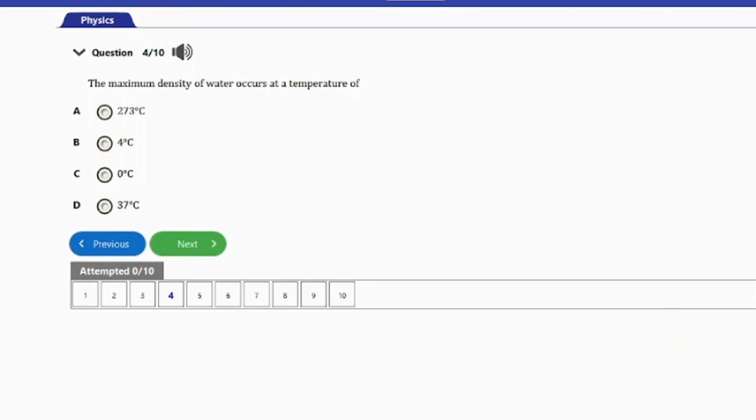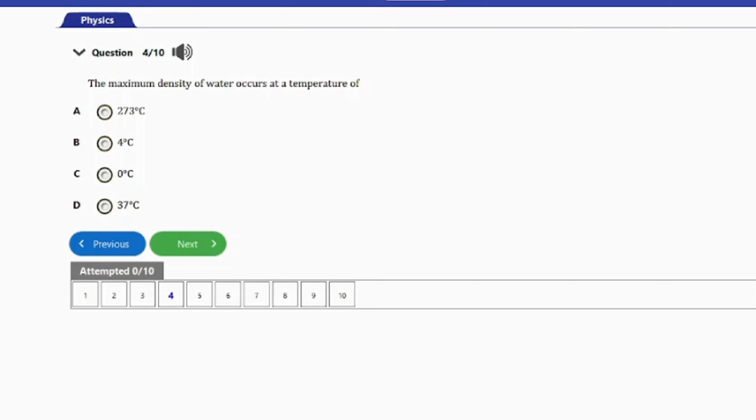So guys, that's question number 4 here. It says the maximum density of water occurs at the temperature of A 273 degrees Celsius, B 4 degrees Celsius, C 0 degrees Celsius, and D 37 degrees Celsius. So guys, the answer to this question is option B here, 4 degrees Celsius, and that's the anomalous expansion of water, and that's it for this question. The answer to this question is 4 degrees Celsius. That's where the maximum density of water occurs.